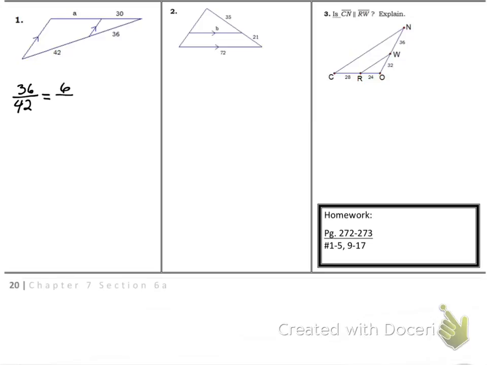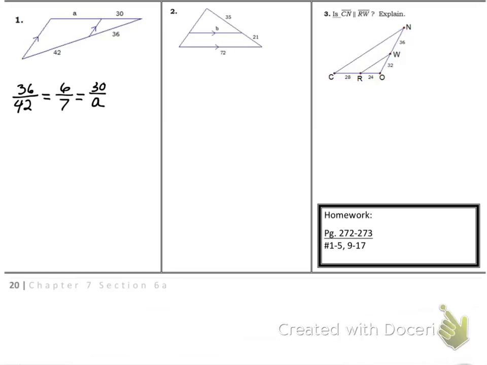6/7, okay. And what can I compare that to then? 30 being the 6 of it. Yep, so 30 on the top, and then A on the bottom. Yep, over A.